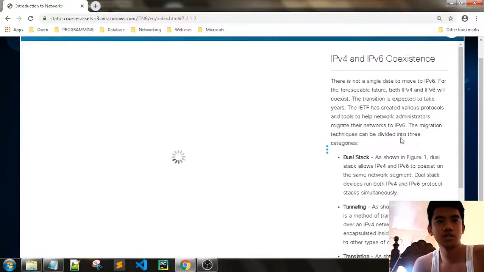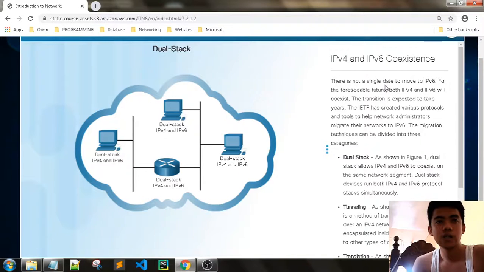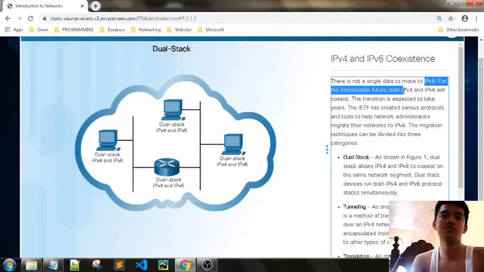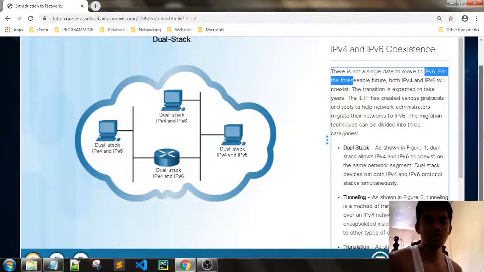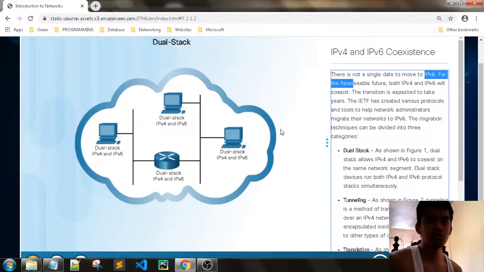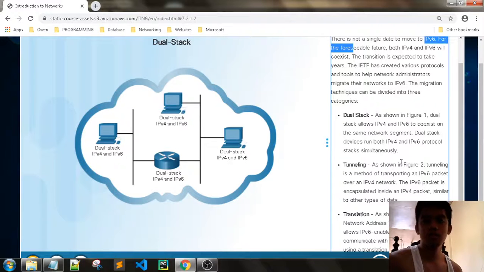IPv4 and v6 systems. Because there's not a single date to move to IPv6 for the foreseeable future, both IPv4 and v6 will coexist. So we use IPv4 and v6. The transition is expected to take years. The migration techniques can be divided into 3 categories. We have dual stack, which allows IPv4 and v6 to coexist on the same network segment. Dual stack devices run both v4 and v6 protocol stacks simultaneously.